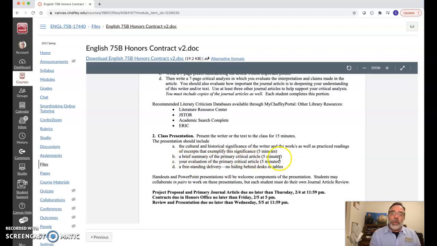Then you're going to do a brief summary of your primary critical article. Hey, this is the big critical article that I looked at. It can't be a book review. Book reviews, there's not enough stuff to them. I love book reviews, but their job is just to say, this book is good in these ways, this book is not so good in these other ways. A critical review is going to be much more in depth and give you a lot more to talk about.